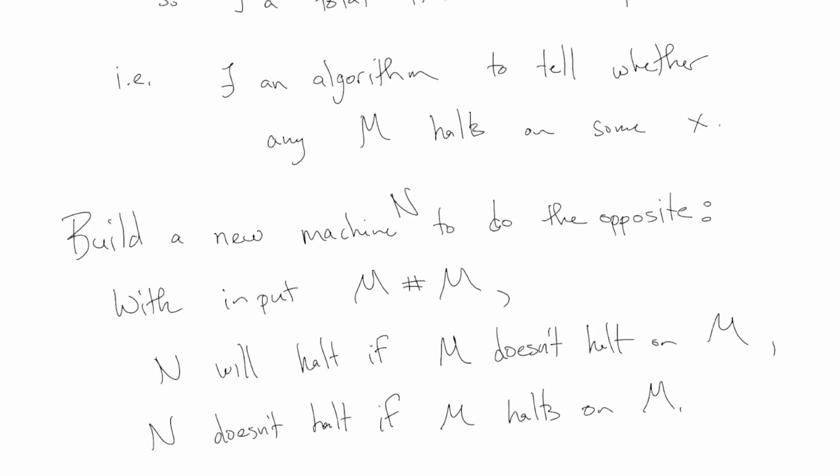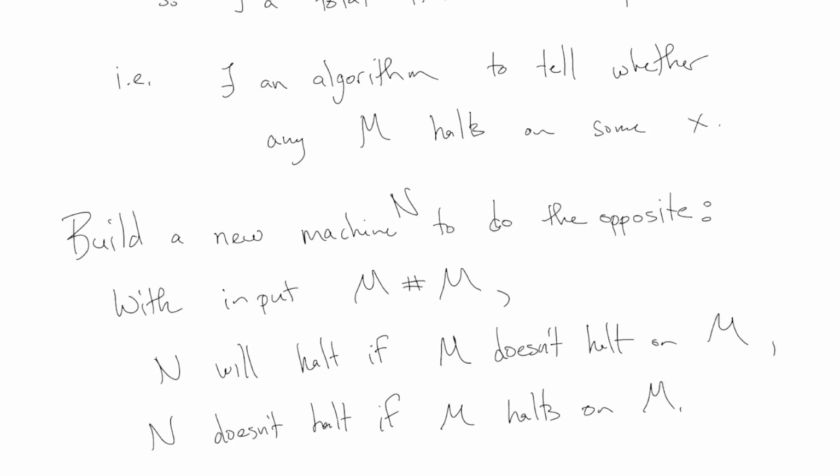All right? So this other machine, N, is meant to do the opposite of whatever M does when you run M on itself. So if M on itself stops, you make N so that it never stops. And if M on itself never stops, you make N so that it does stop. All right? Ordinarily, this would be impossible to do because you never know if it's going to halt or not, because you might have to wait forever before you can tell. But I'm imagining that this actually is possible.